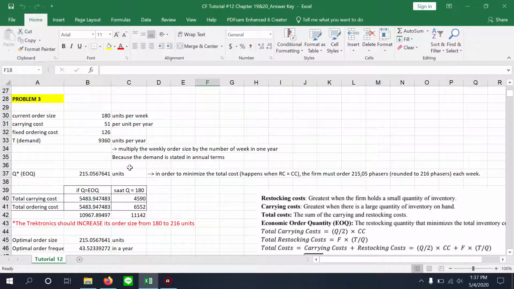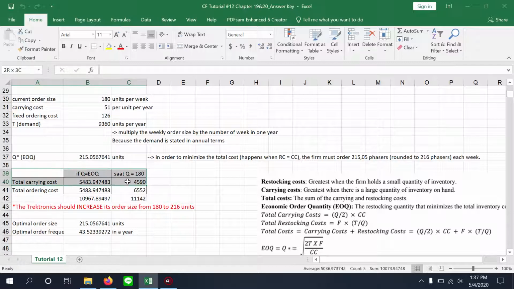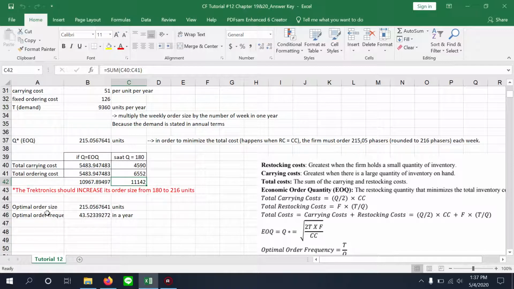What happens is that we can compare between the two. In the table here, you can see we compare between the two. If we use the EOQ quantity, you can see the costs will be equal. However, if we use the previous quantity, then the cost would be like this. So what we want to do is to minimize it. We will increase the order size to 260, and we will reduce the order frequency. Basically we will have fewer lead times.